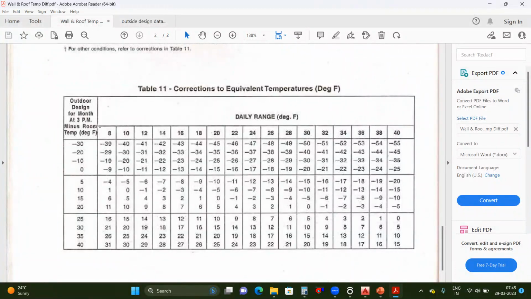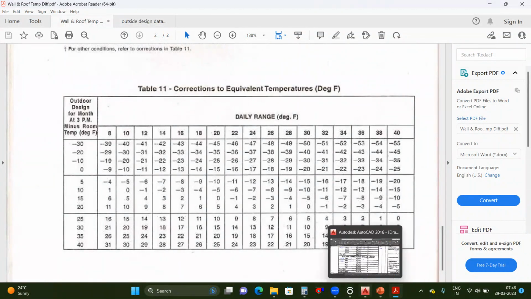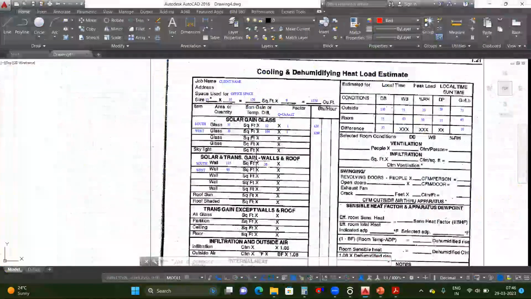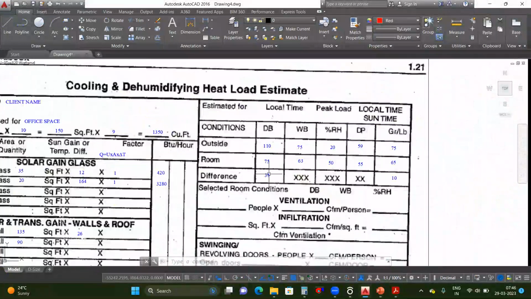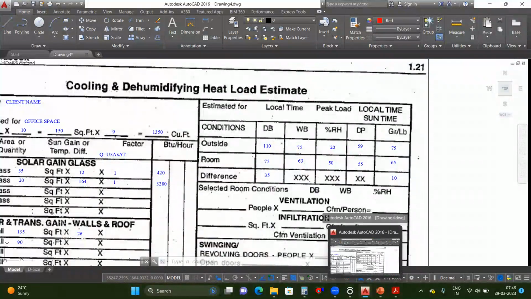So these are the daily range values. We don't have 25, so we'll go with the higher value, that is 26. So I will select this. And next one here is the outdoor design temperature for the month at 3 p.m. minus room temperature difference. So this is nothing but the delta T of the outside temperature minus inside temperature. That we have already done here, that is 35 degrees Fahrenheit. So this is the delta T, outside minus room condition.